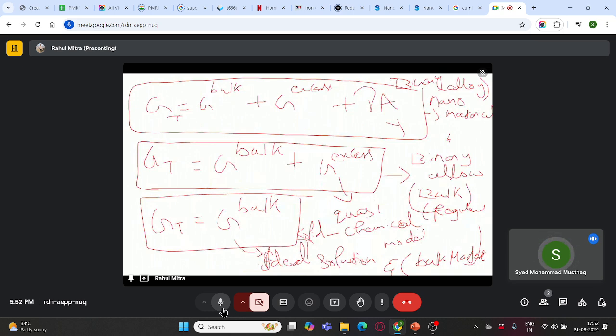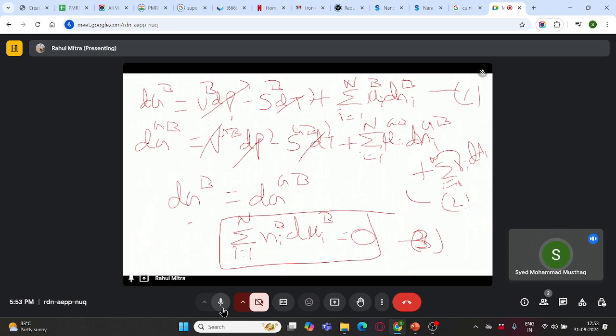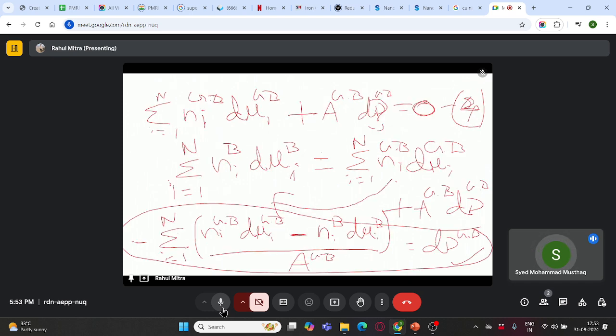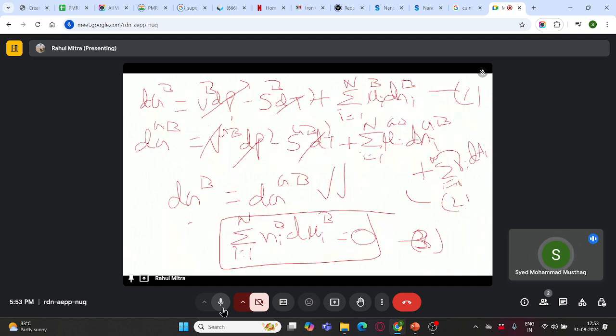Then we came to the terms that are involved in a nanoparticle binary alloy, and a binary alloy which is a bulk material, which is a regular solution. And then again, what is the total free energy for an ideal solution. Then I again explained a little what happens when there is an equilibrium between two phases like alpha and beta. From there we used the Gibbs-Duhem equation to solve.